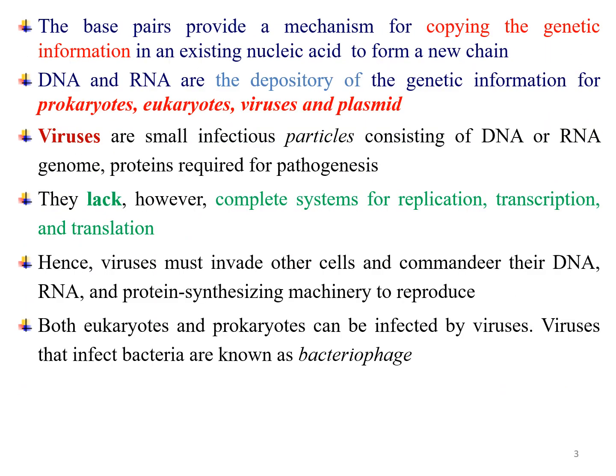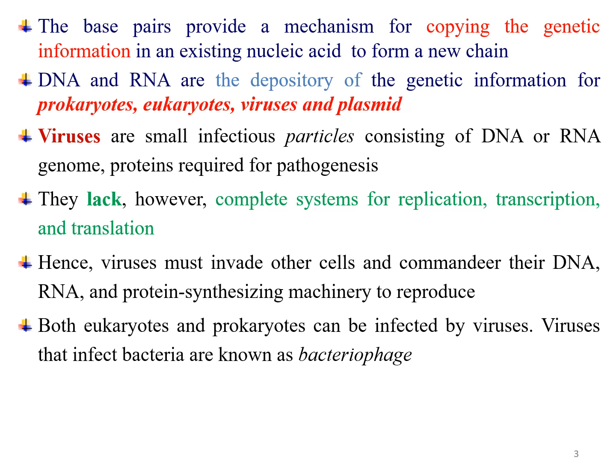The base pairs provide a mechanism for copying the genetic information in an existing nucleic acid to form a new chain. DNA and RNA are a depository of the genetic information for prokaryotes, eukaryotes, viruses, and plasmids. As you know, viruses are very small infectious particles consisting of a DNA or RNA genome and proteins required for pathogenesis.